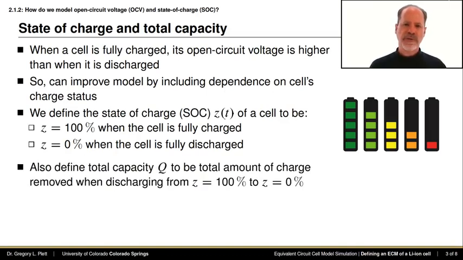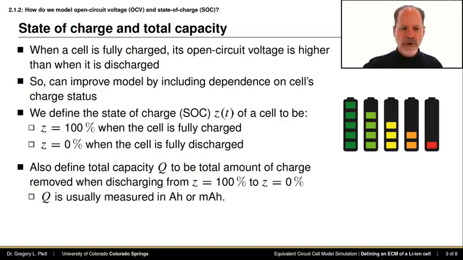So we will define state of charge. But another quantity that's related to state of charge that we have to think about at the same time is how much charge is it possible for the cell to hold across the state of charge range, this interval between 0% and 100%. And we define this quantity to be the total capacity, or sometimes you see it called the total charge capacity of the battery cell. And we denote its value by the variable letter Q. Total capacity is usually measured either in ampere hours or milliampere hours.